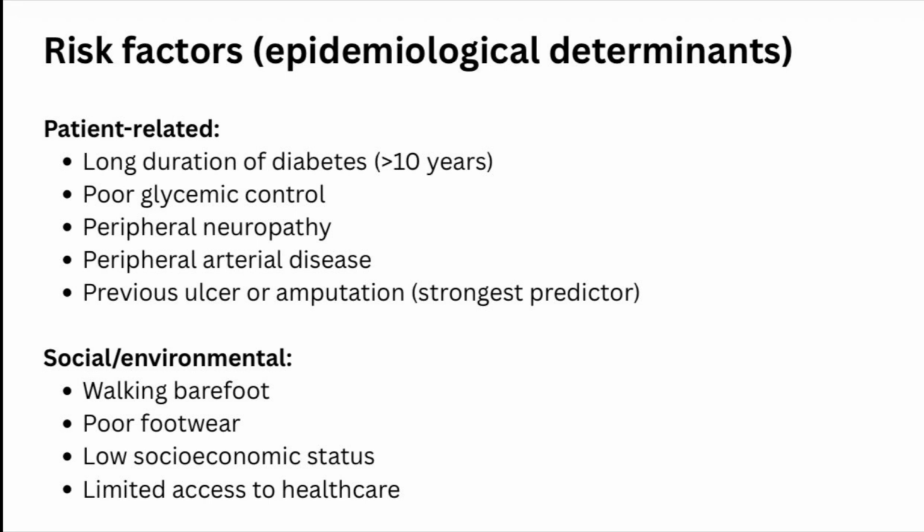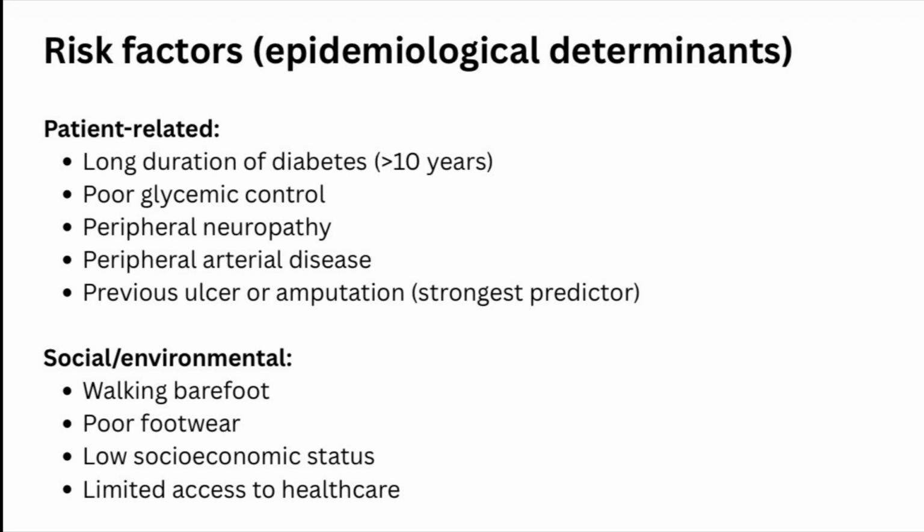Now, the risk factors can be divided into patient-related and social or environmental factors. From a patient perspective, the most important factors include long duration of diabetes, especially more than 10 years, and poor glycemic control. Peripheral neuropathy plays a major role, as it leads to loss of protective sensation. Peripheral arterial disease contributes by reducing blood supply and impairing healing. A previous history of ulcer or amputation is the strongest predictor of future complications. From a social perspective, walking barefoot, poor footwear, low socioeconomic status, and limited access to healthcare all increase the risk.